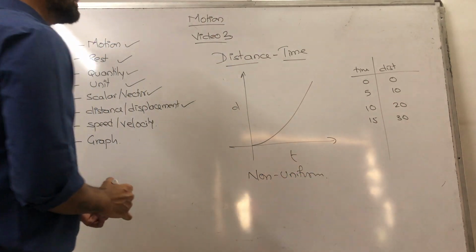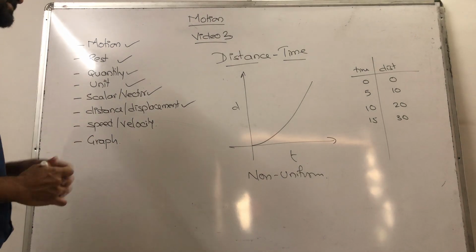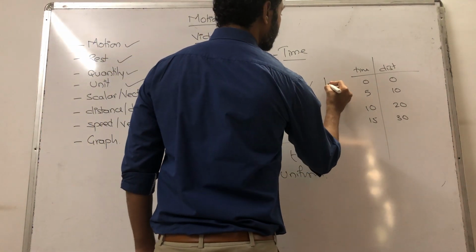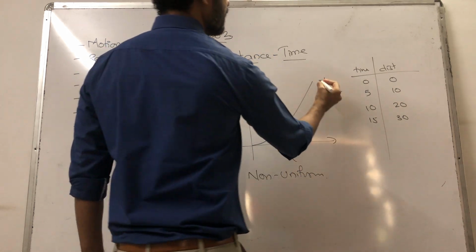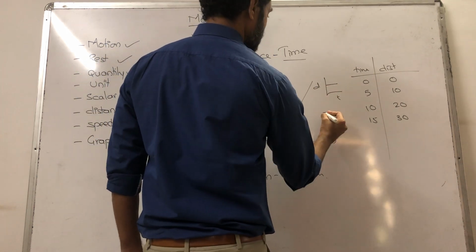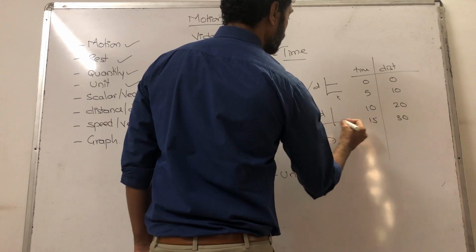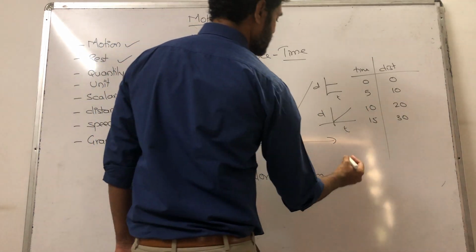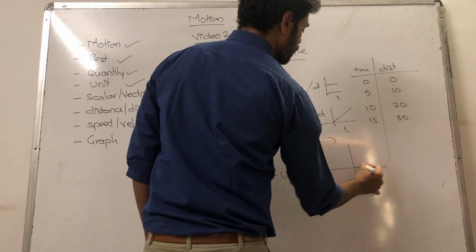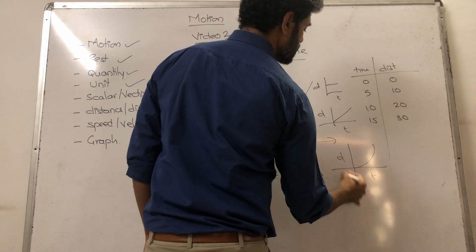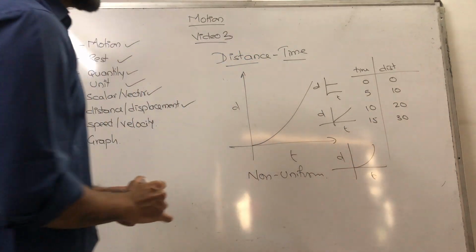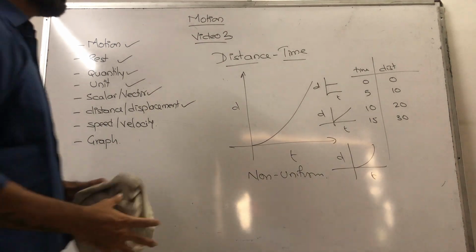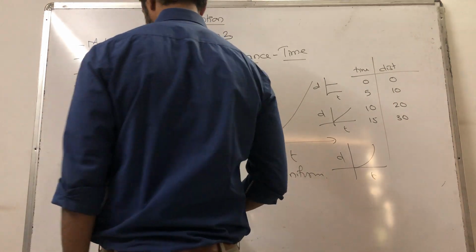So you should remember these are the three graphs for distance time graph. Distance time graph for body at rest was straight line parallel to the time axis. Distance time graph for uniform motion was straight line inclined to the time axis, and distance time graph for a non-uniform motion is a parabolic curve. Now let's look at velocity time graph.